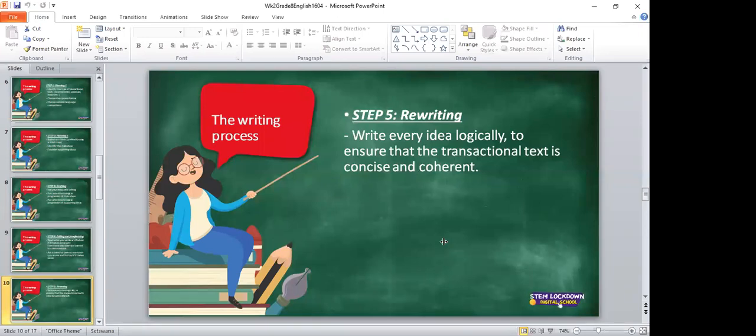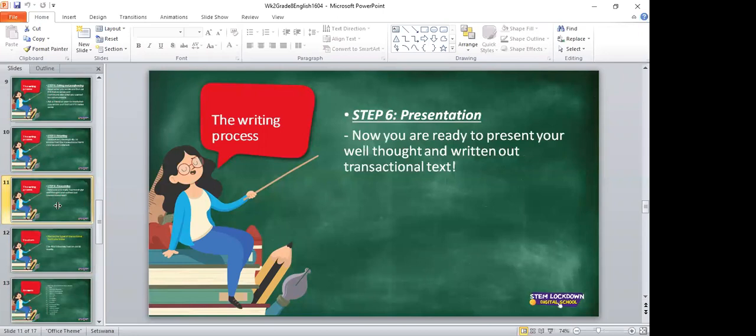So step 5, you rewrite. Then step 6, that is when you present. That is when you are done writing. So yes, this is the end of that writing process.